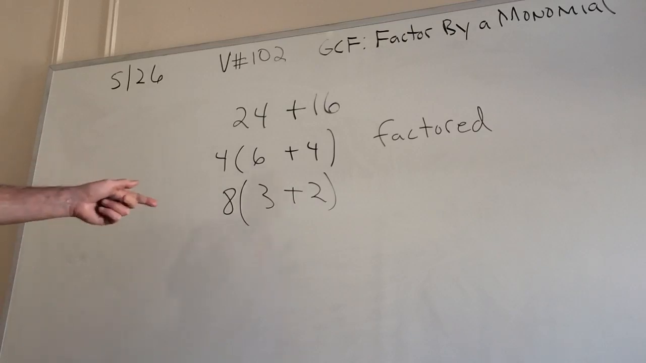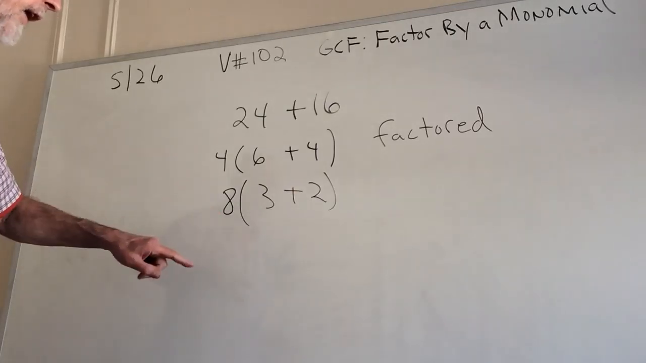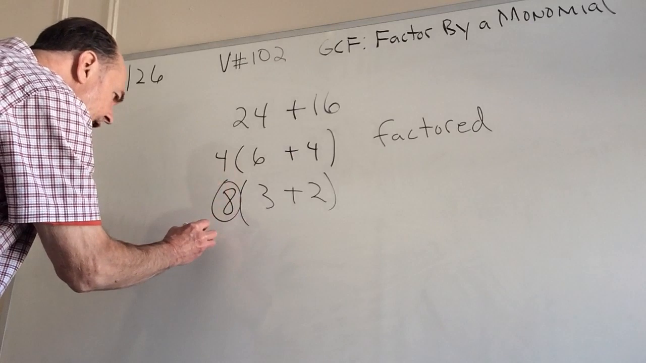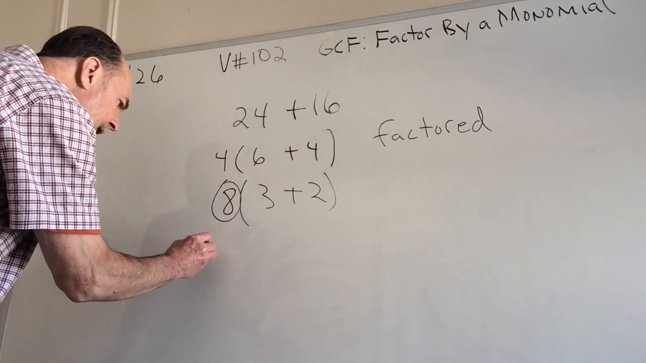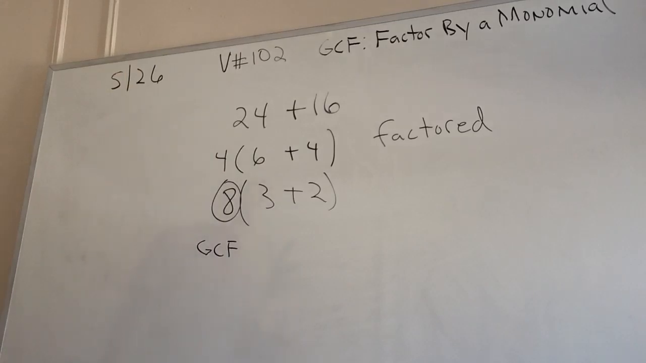And let's check this one right here. 8 times 3 plus 8 times 2 is 5 times 8 is 40. So it's equivalent. And this 8 here is called the GCF. Okay? And it's a monomial. It's going to turn out to be a monomial. In this case, 8 times x to the 0, but we won't get into that.